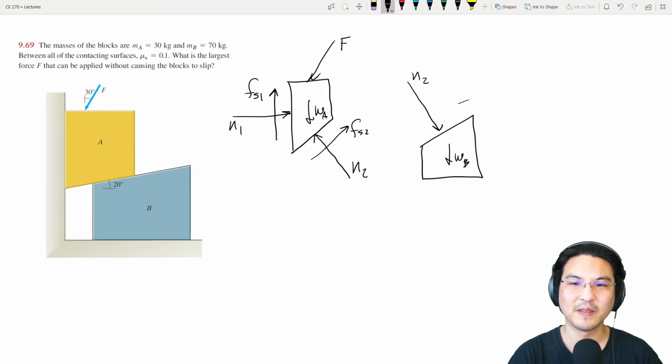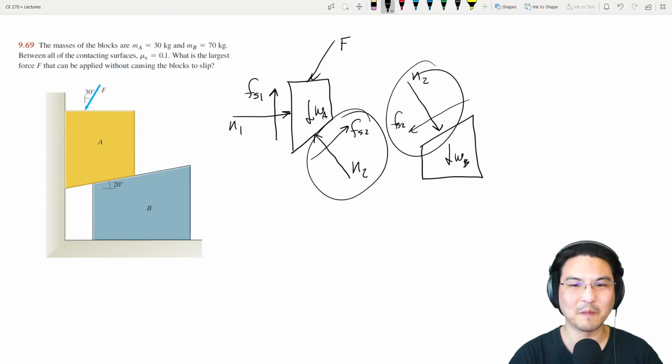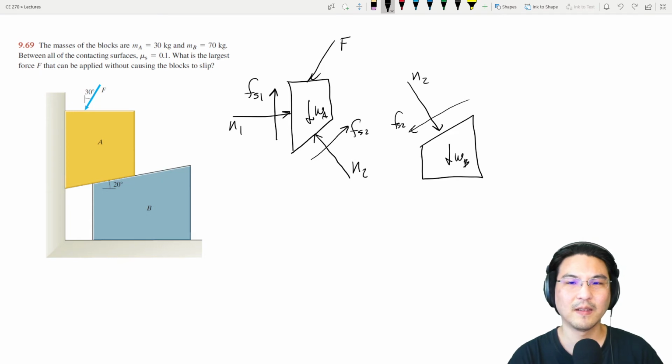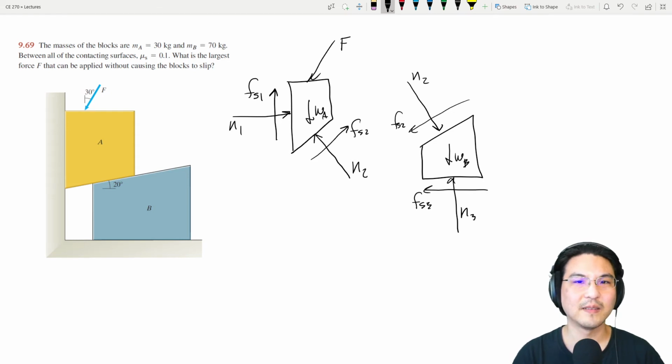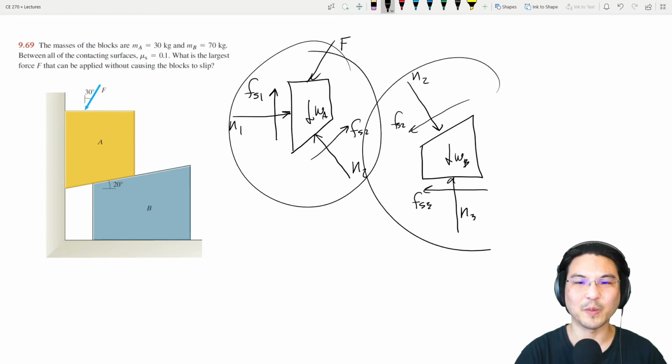And then for block B, here's the normal force from block A. Newton's third law: these are equal and opposite. And then it's in contact with the ground, so there's a normal force. And then if it's going to go toward the right, the friction will oppose the motion toward the left. And there we go. We got the two free body diagrams.